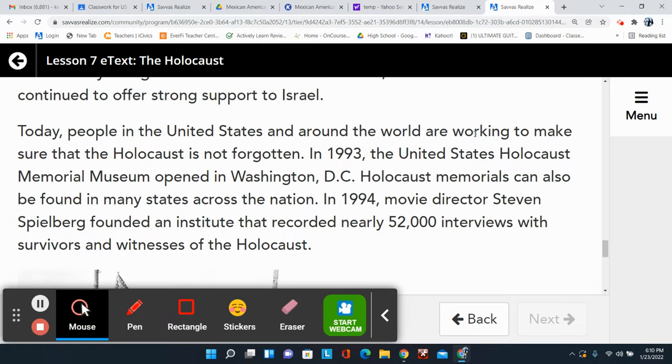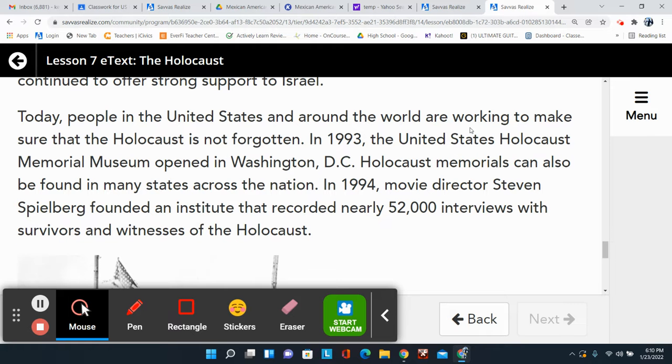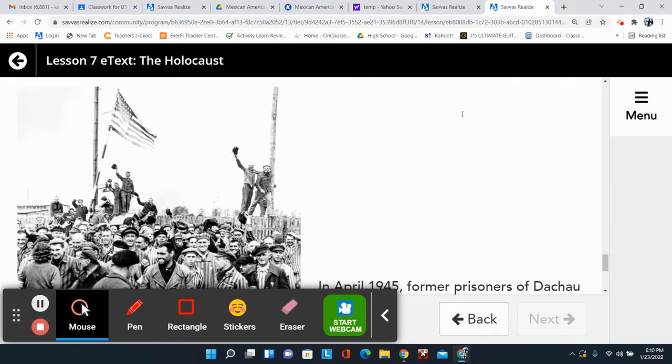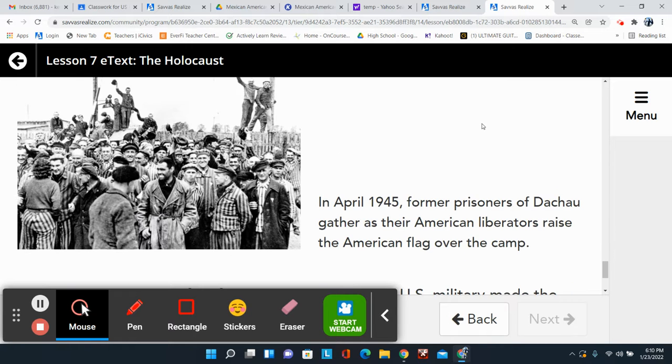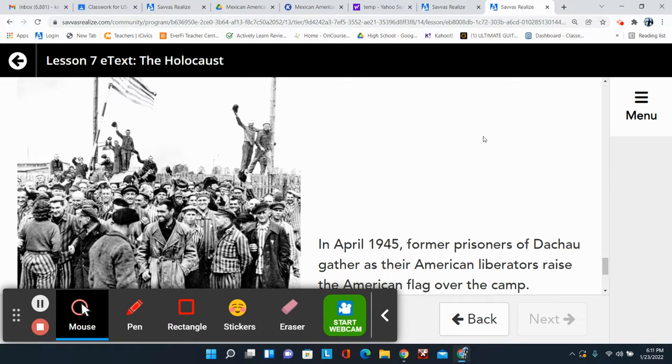Today, people in the United States and around the world are working to make sure the Holocaust is not forgotten. In 1993, the United States Holocaust Memorial Museum opened in Washington, D.C. Holocaust memorials can also be found in many states across the nation. In 1994, movie director Steven Spielberg founded an institute that recorded nearly 52,000 interviews with survivors and witnesses of the Holocaust. Here's an image from April 1945 that shows former prisoners of Dachau gathering as the American liberators raised the American flag over the camp.